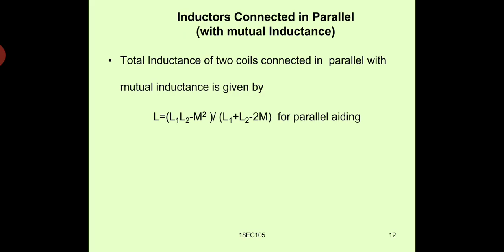This we should remember. And again for the parallel opposing it will be L equal to (L1 into L2 minus M square) divided by (L1 plus L2 plus 2M). So this is for parallel opposing.